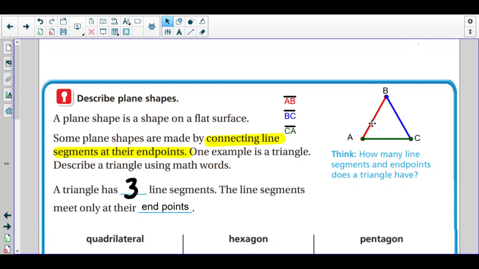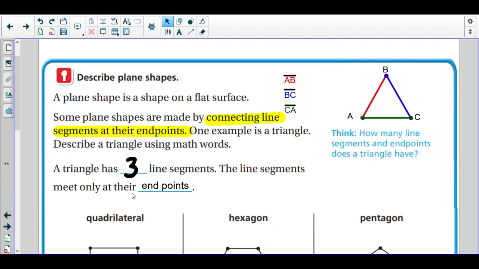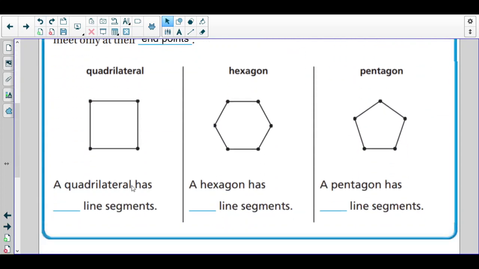And it's only because they met at the different points. But here's line segment AB, here's line segment BC, and there's line segment CA. When we connect these and make it so that they share endpoints, that's when we can make shapes. All right, so looking down here, a quadrilateral has 4 line segments.